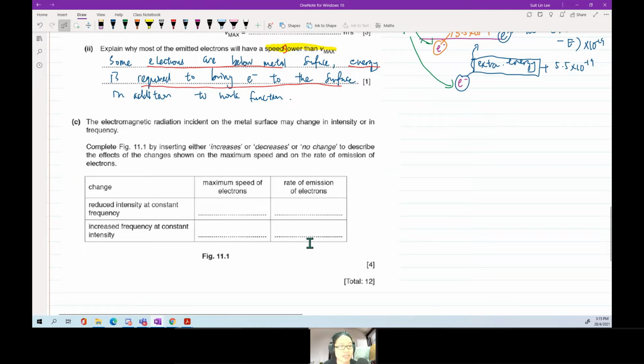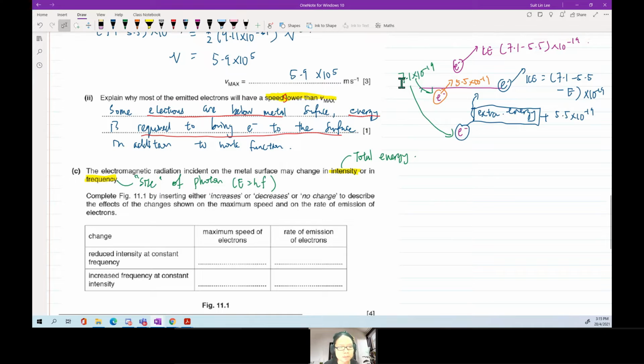But here you are asked to fill in a table. Sometimes they will just give you the situation and you explain in words. So here we can change intensity or we change frequency. Whenever we change intensity, we are changing the total energy. When we change frequency, we are changing the size of the photon, because E is equal to hf. So higher frequency means more photon size, means the 7.1 becomes bigger.